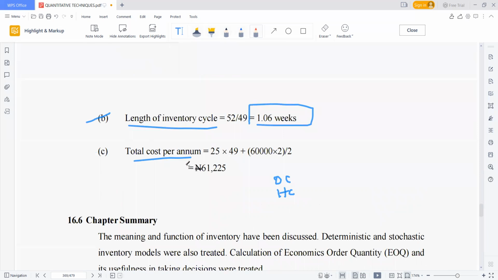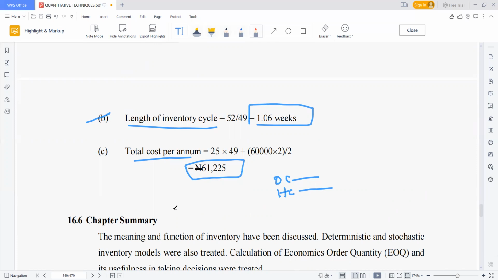So that is how we got this. The solution here may not be too express, but if you can solve for this and solve for this using the formula above, then you'll be able to get 61,225, which is the total cost that will be incurred per annum on our inventory, to hold them and to order them.